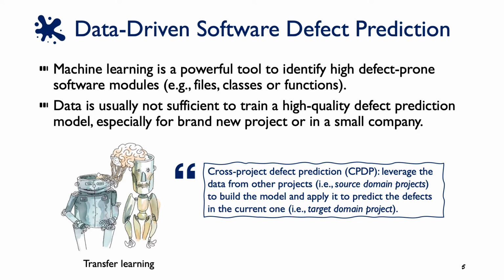Cross-project defect prediction has become increasingly popular as an effective way to deal with such shortage of training data. Its basic idea is to leverage data from other projects to build the model and apply it to predict the defects in the current project. So in this case, transfer learning is a powerful tool to achieve this purpose.